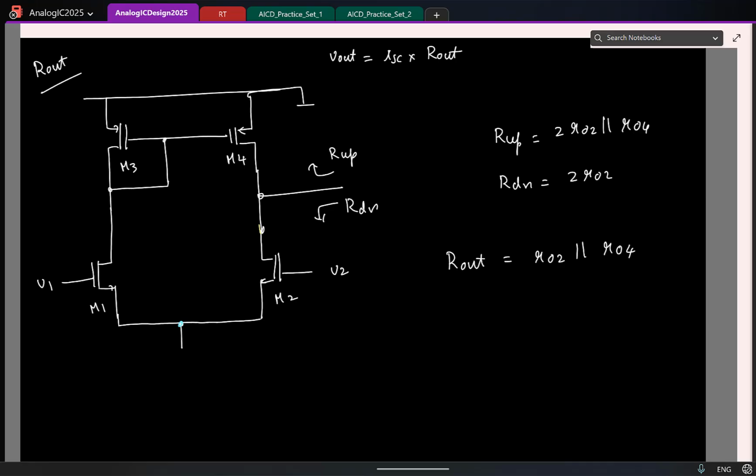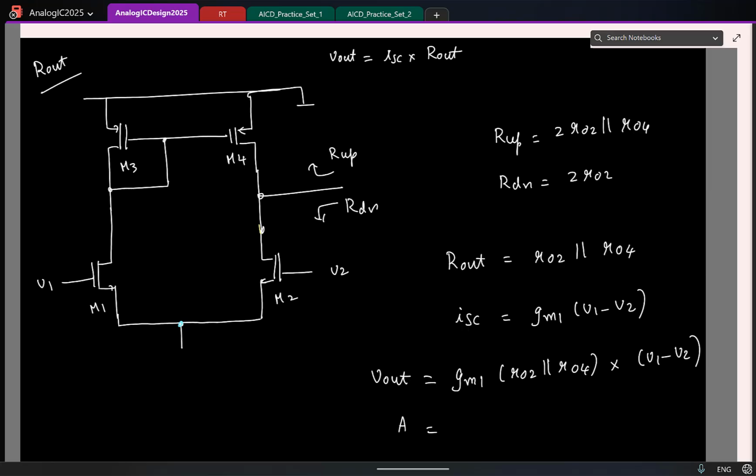Great. So now we have found R out. So I already computed the short circuit current, which was GM1 times V1 minus V2. Right. So what is my total V out now? GM1 times R02 parallel with R04 times V1 minus V2. So the small signal gain I have is how much? It's GM1 times R02 parallel with R04. Okay.